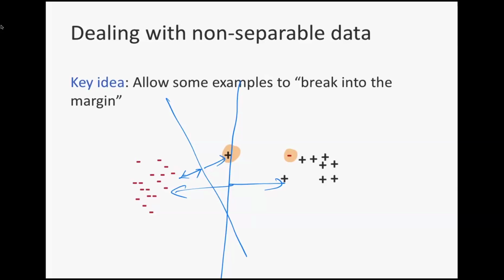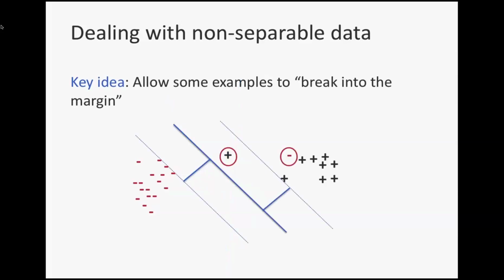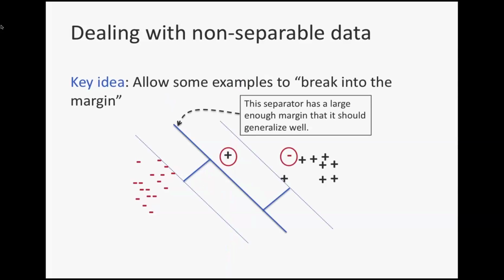That's basically what we're going to do though. Let's say we draw this hyperplane and we start getting rid of examples. If we do that, this separator here has a large enough margin that it's going to generalize well, but at the cost of actually ignoring examples. So maybe you're missing out on some signal. So there's a trade-off here.